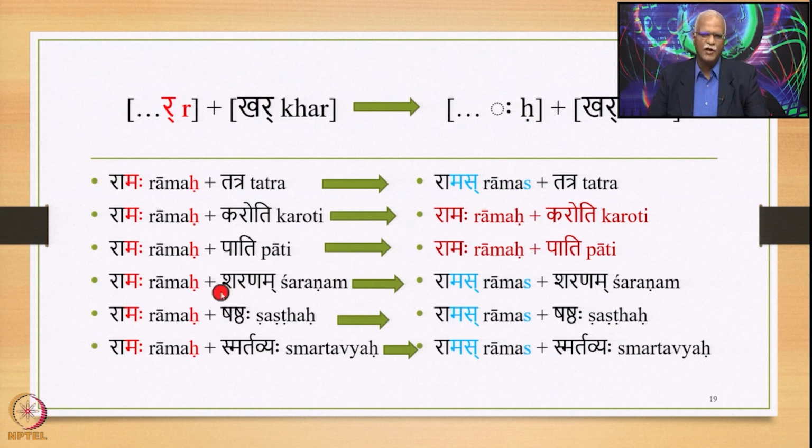Here visarga is followed by sh, which is part of khar, and so this visarga is first substituted by s, so we have Ramas plus Sharanam. Then Stoho Shtunashtuhu will apply, and will substitute this s by sh. In case of Ramaha plus Shashtaha, we have Ramas plus Shashtaha, so this s will then be substituted by sh by the application of the rule Shtunashtuhu. And finally Ramaha plus Smartavyaha, and the output generated is Ramas Smartavyaha.